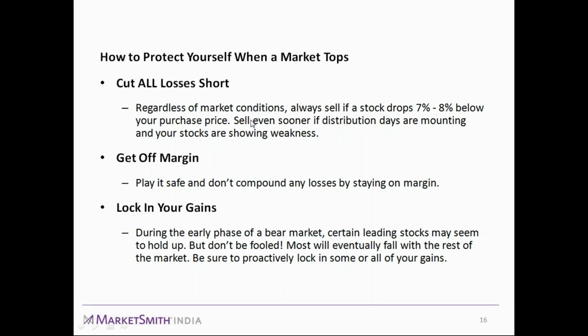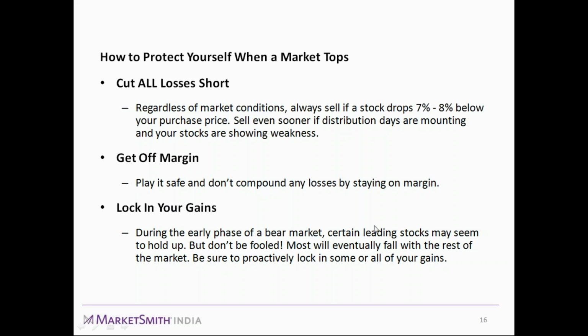So, like I mentioned, we are even stricter when we see the market is looking weak. If you do notice that there is a high distribution day count or the market is moving into a downtrend, then you should not even wait for 7 to 8%. Maybe it would be a good decision to sell your loss-making stocks even before that. Say 3 to 4% loss, you should be cutting those off and selling them. Get off margin. So this is again trying to adjust the risk in your portfolio.